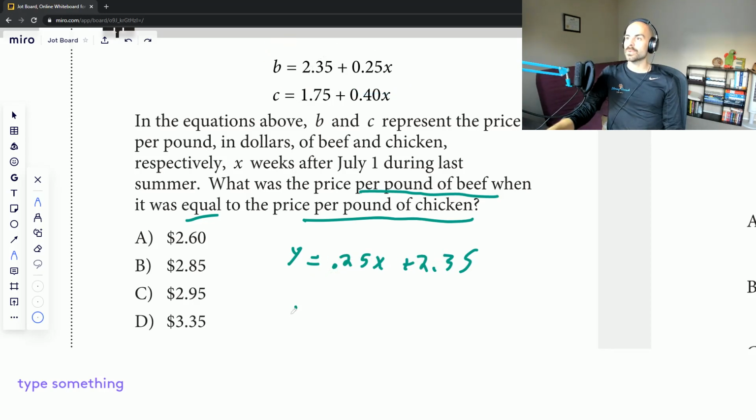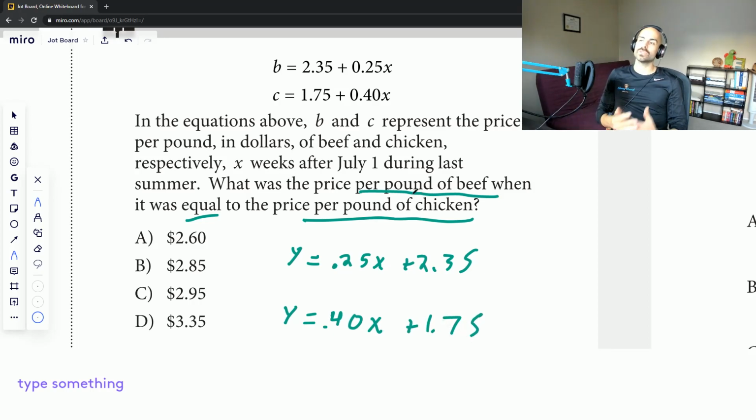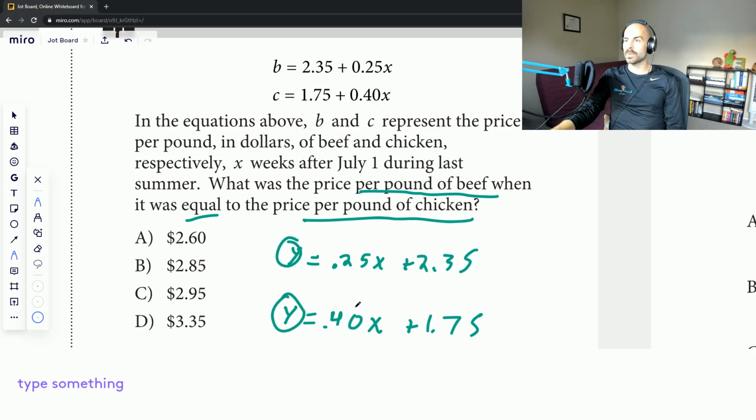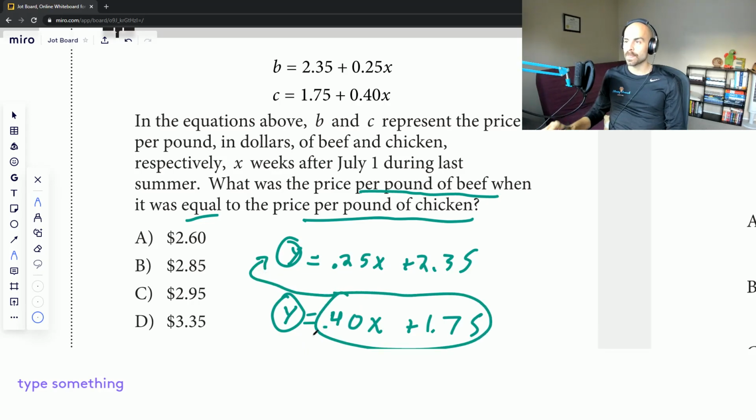And then here we would have y equals 0.40x plus 1.75. And if we want to know where two lines intersect, and you already have y by itself here, you can just set them equal to each other. This is also considered like a form of substitution. Well, if y equals all of this, and I see y up here, then why not just take all of this and put that there? And that's really what we can do here.